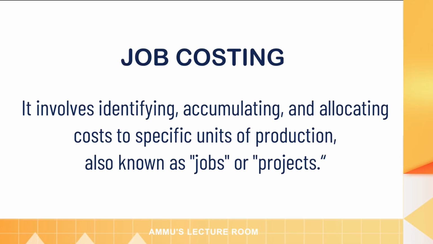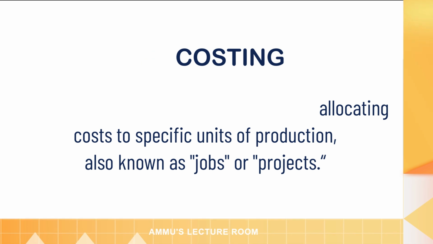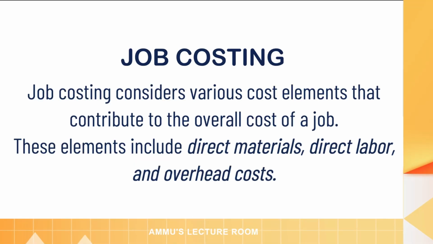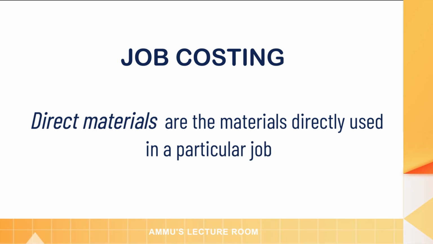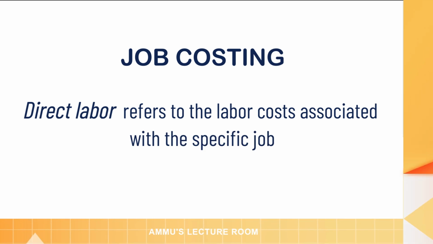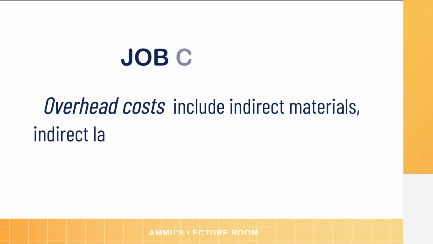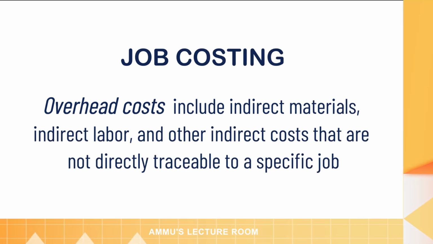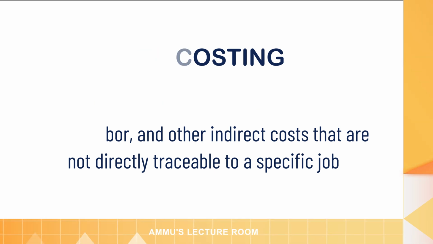Job costing involves identifying, accumulating, and allocating cost to specific unit of production, also known as jobs or projects. The cost elements included in job costing are direct material, direct labor, and overhead costs. Here, direct materials are the materials directly used in a particular job, and direct labor refers to labor cost associated with the specific job, and overhead costs include indirect material, indirect labor, and other indirect costs that are not directly trackable to a specific job.